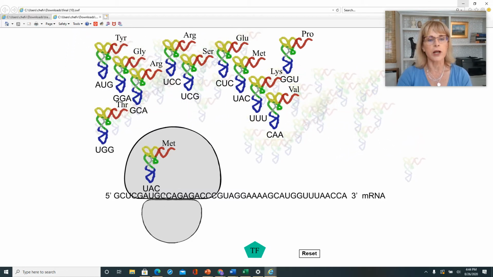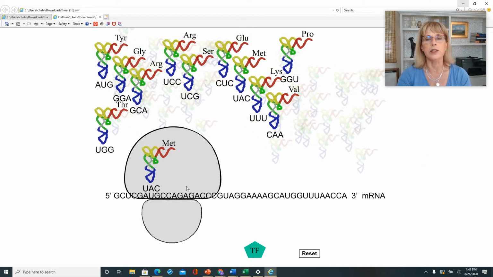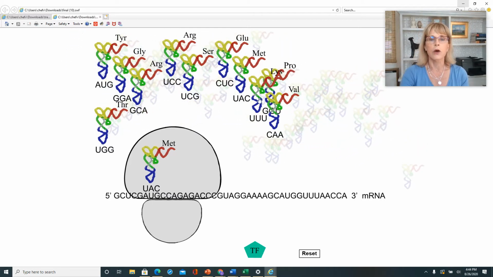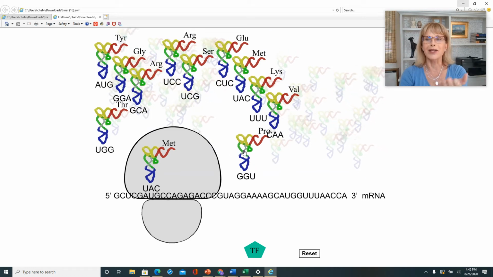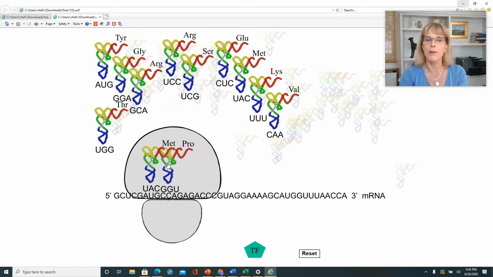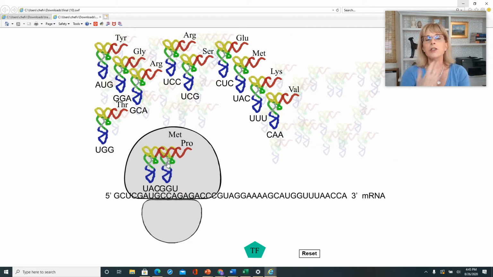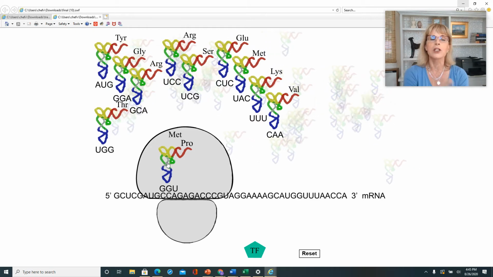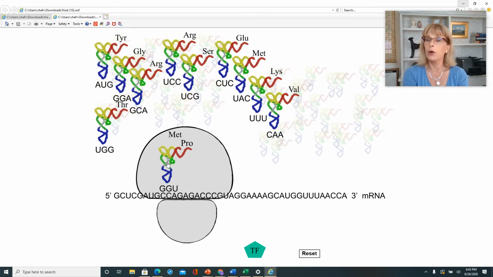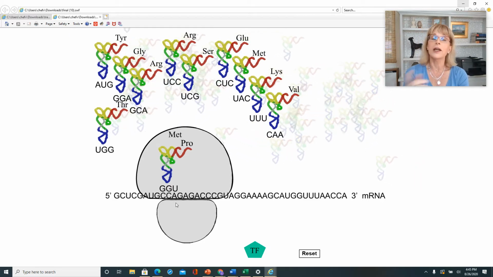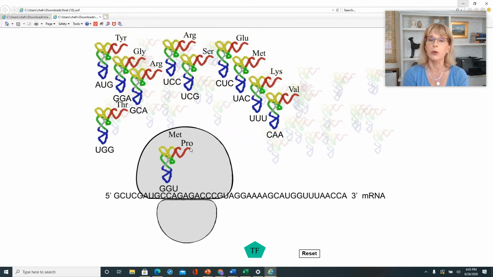Which transfer RNA should I grab? Well, here's the codon CCA, so what do I need? I need GGU. Why? Because GGU is the complement to CCA. It is the match, right? Now, it turns out that the transfer RNA that has the anticodon GGU carries a proline. That tells me that CCA is a codon for the amino acid proline.